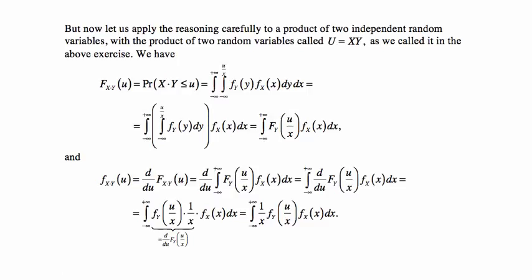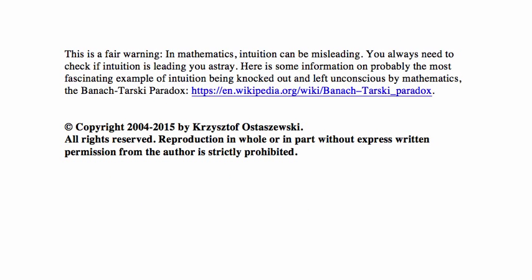And then there is an inside function of u over x. What's the derivative of that with respect to u? 1 over x. So we end up saying that this is equal to the integral from minus infinity to plus infinity of 1 over x times f sub y of u over x times f sub x of x dx. So it's a different formula. It has 1 over x in it. That 1 over x came from a derivative that we were taking of the cumulative distribution function evaluated at u over x. Before we were evaluating it at s minus x with respect to s, and that derivative was 1 and it didn't affect anything. But now the derivative affects things.